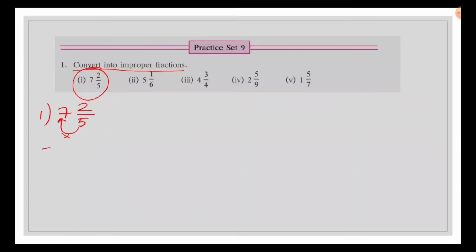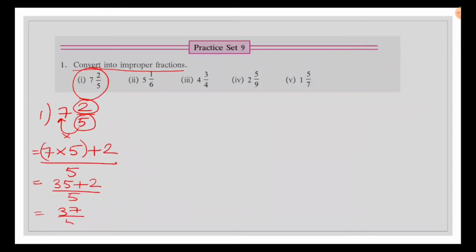Okay, so what will it be? This 7 multiply by 5. Okay, 7 multiply by 5. Then you have to add this. You have to add this with the numerator, and in the denominator this number will be itself. So what will be ahead, 7 5s will be 35 plus 2 upon 5. What is 35 plus 2? 37 upon 5. This is your answer. That is, you have converted this mixed fraction into an improper fraction.